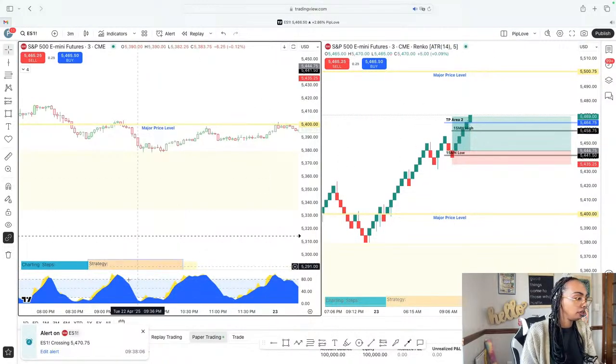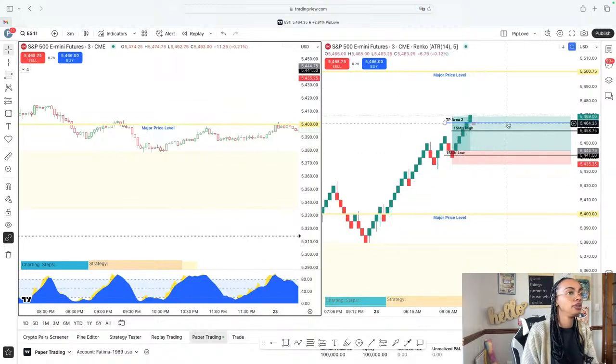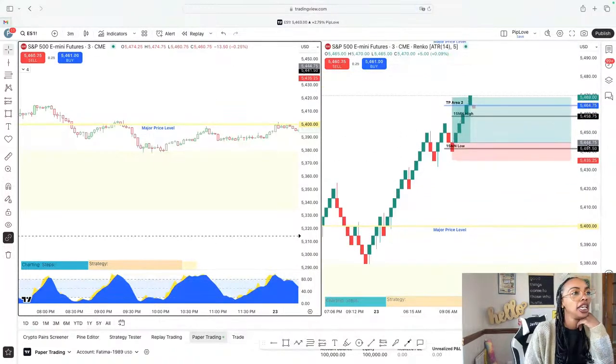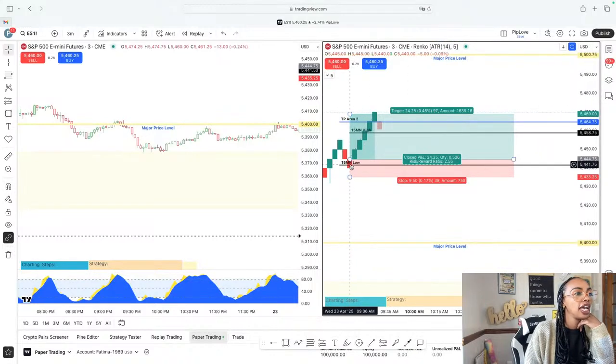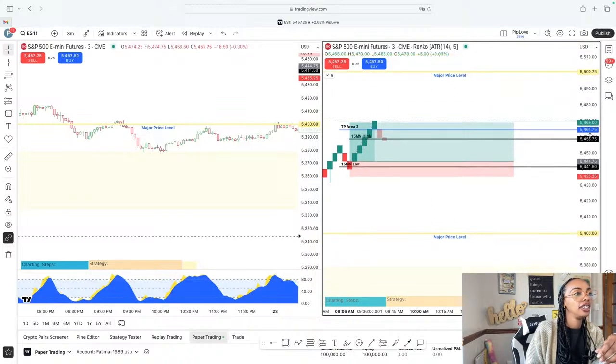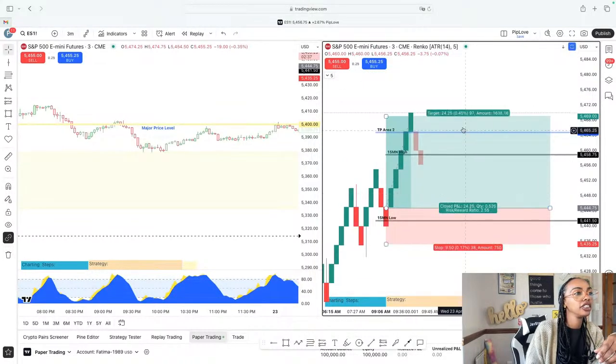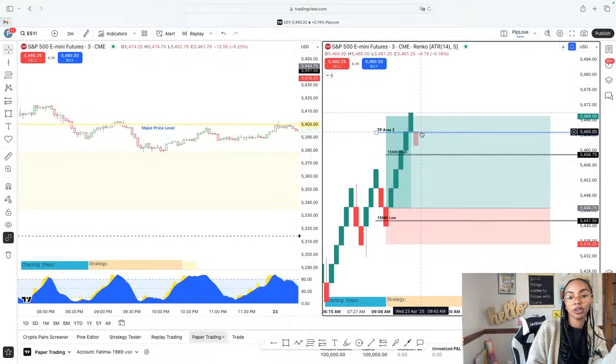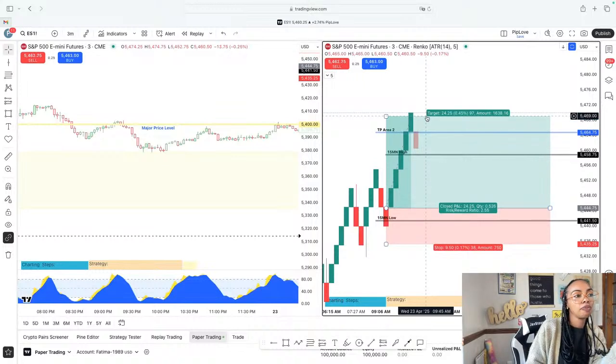What was that? ES crossing 5470. Ooh. Okay, so you guys see how here on the Renko charts, we have this little pullback, but it's been steadily green, steadily green, steadily green. So again, we were looking at, oh my gosh, do you think it's going to go to our TP2 area? This was our original R7, and then our box was all the way up to the R8.